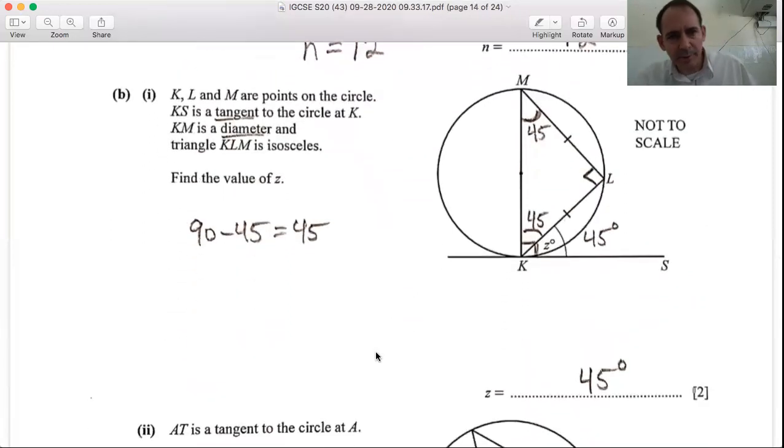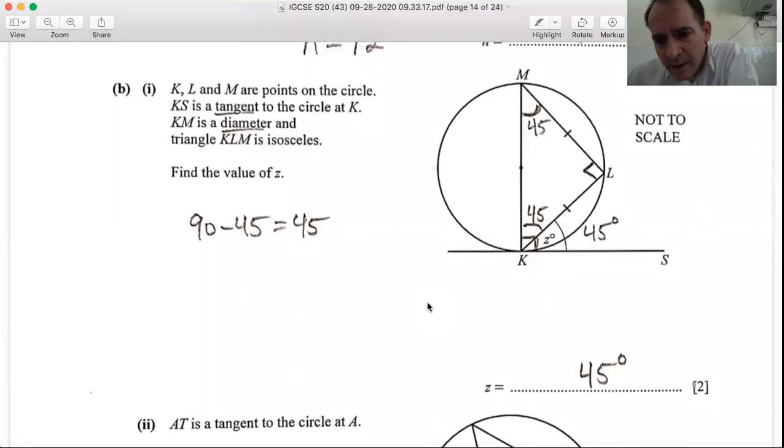Part Bi, we have this diagram here on the right. K, L, and M are points on the circle. KS is tangent to the circle at K, and KM is the diameter. And also triangle KLM is isosceles, meaning that two sides are equal. Find the value of Z.